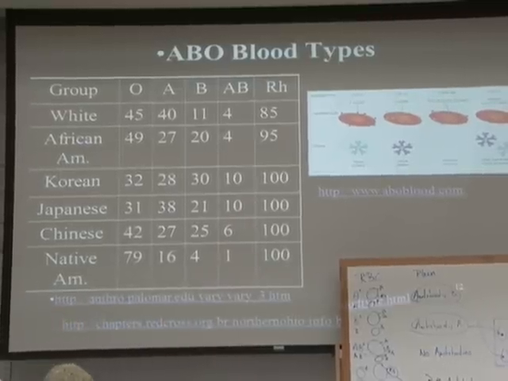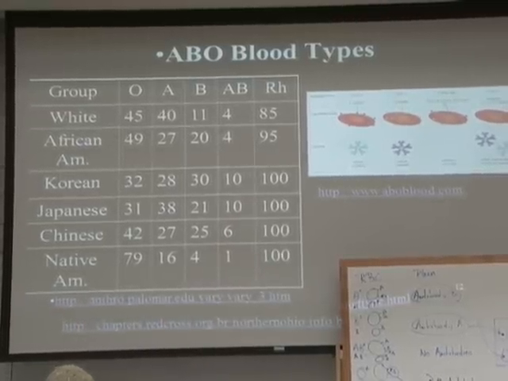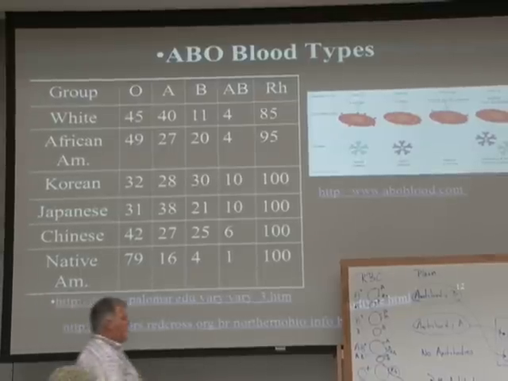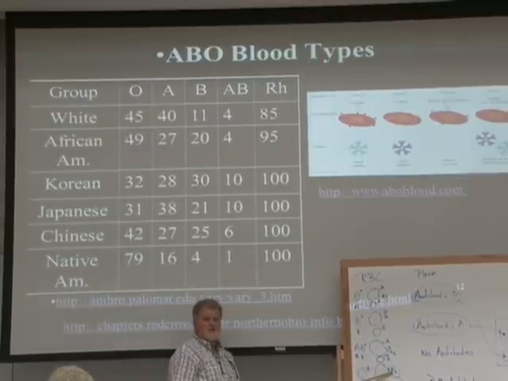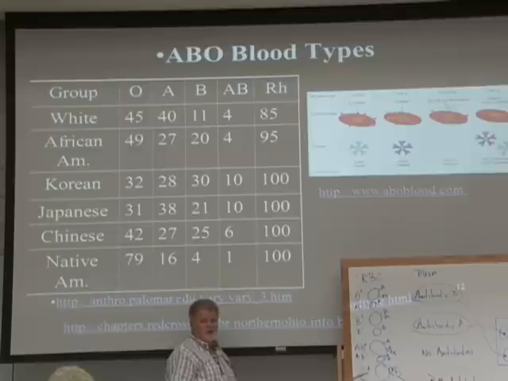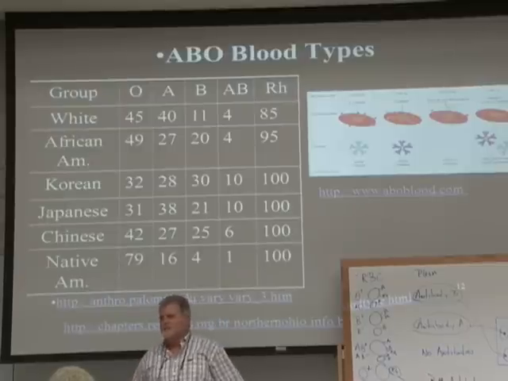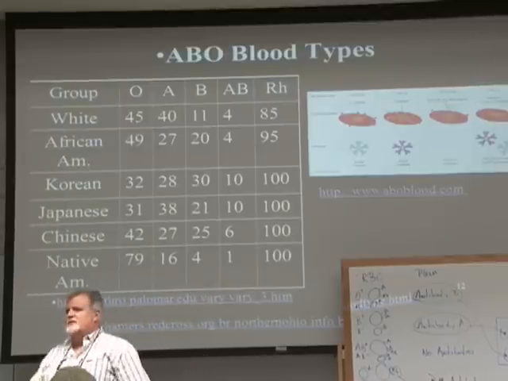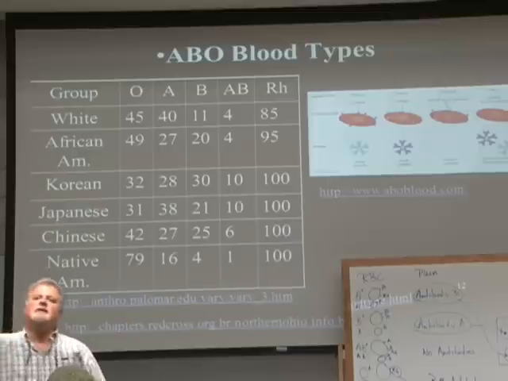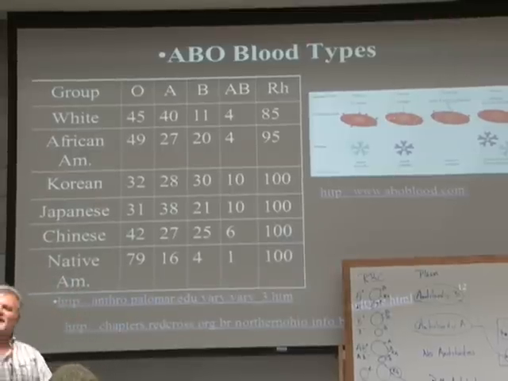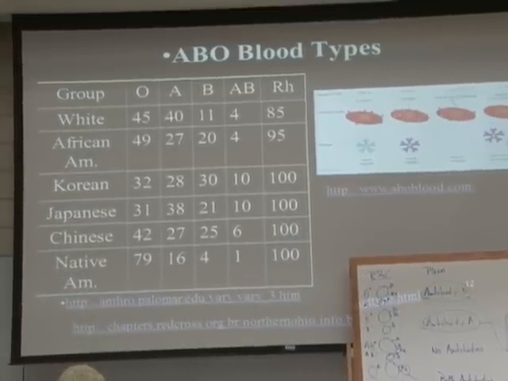So it appears that Rh positive, that blood probably started all as Rh positive O. O positive was probably the most common blood type. And then we got gene mutations, A, B, and a gene mutation for Rh. And so it's kind of interesting.